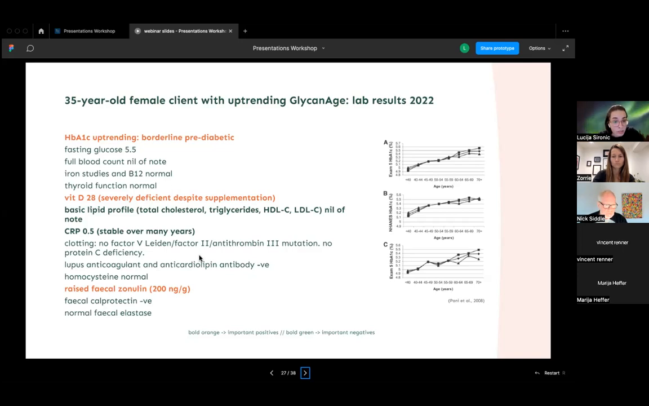Looking at the other lab results, she also looks severely deficient in vitamin D. She had a raised fecal zonulin, which I will mention in a bit, along with what the significance of that is. Important negatives are a normal lipid profile, so nothing abnormal there, and a fairly stable CRP, a hsCRP of 0.5. And again, all of the other bloods from the core blood test were normal.